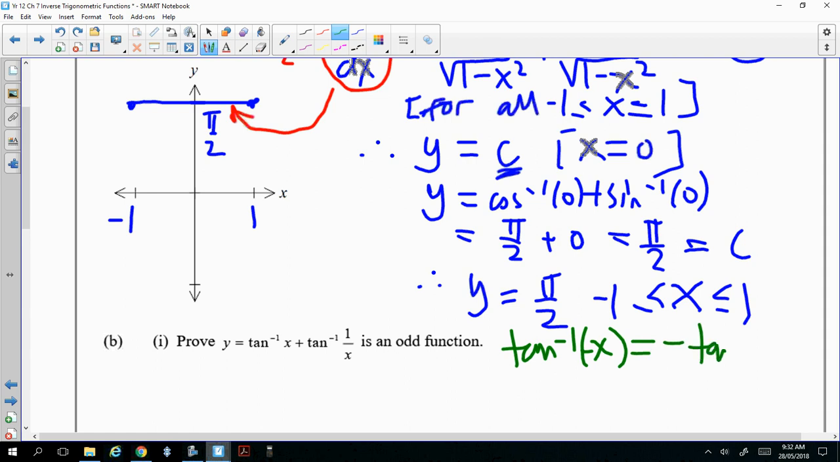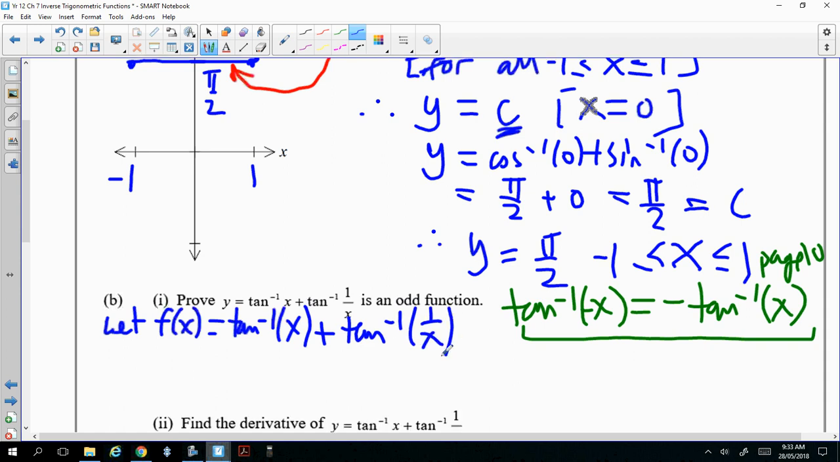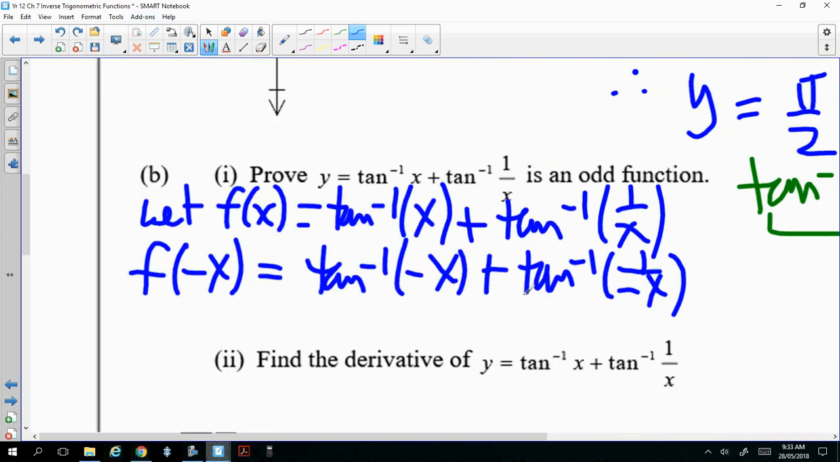So now we're going to prove this is an odd function. You let f of x equal to tan inverse of x plus tan inverse of 1 over x, and then we substitute f of negative x, which is equal to tan inverse of negative x plus tan inverse of 1 over negative x, like that. And then we continue with the proof. Tan inverse of negative x is negative tan inverse of x, and also negative tan inverse of 1 over x, which is exactly equal to negative f of x. So we prove this is odd. Like that.